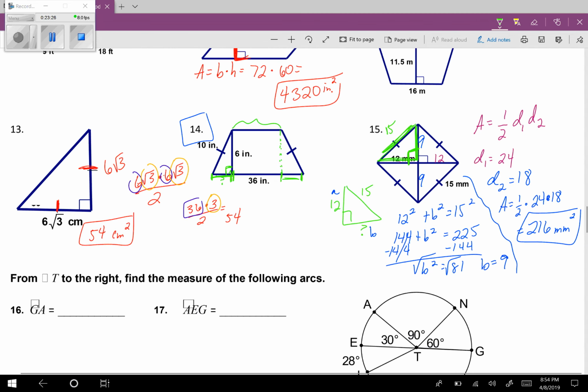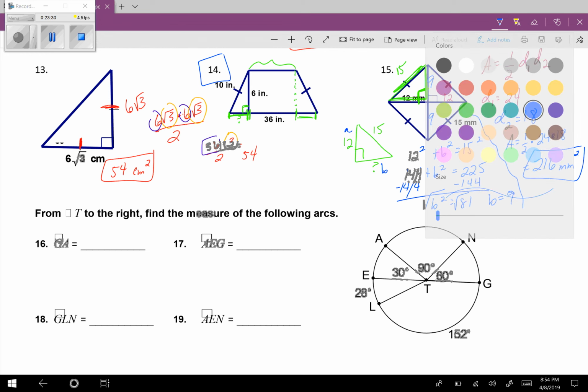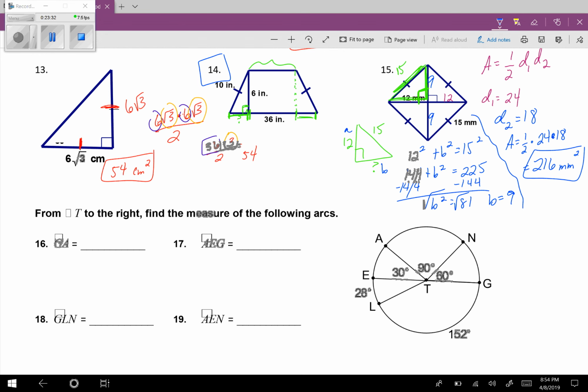Okay, now let's go on here to arc measures. And again, I'll do the odds, you guys do the evens. So it says from circle T to the right, find the measure of the following arcs. Okay, so we need the arc AEG. So they should have the arc symbol.